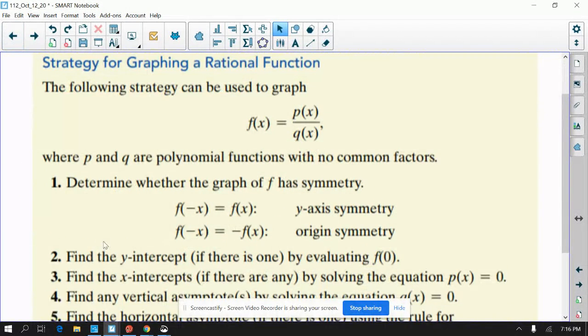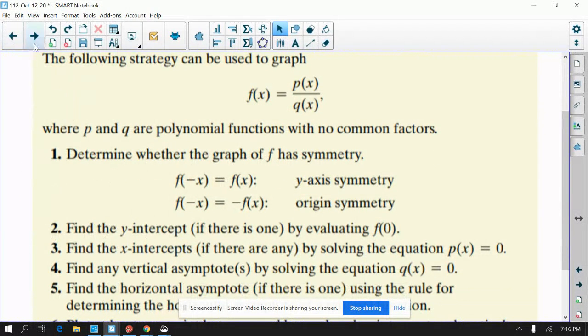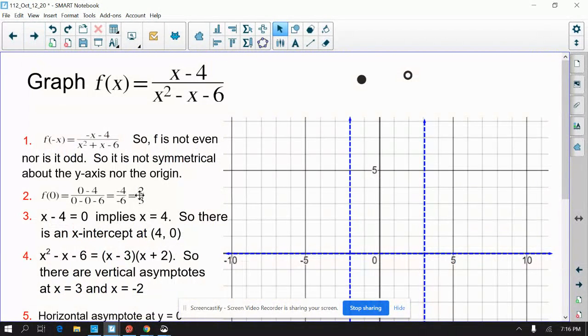Step 2 was find the y-intercept. I mean, we should always be finding the y-intercept. It's so easy. Just plug in 0 for x. If I plug in 0 for x, I get negative 4 over negative 6, which is positive 2/3. And that's an ordered pair that I can actually graph. I could start to graph now. (0, 2/3), right about there. So my function is going to be going through this ordered pair.